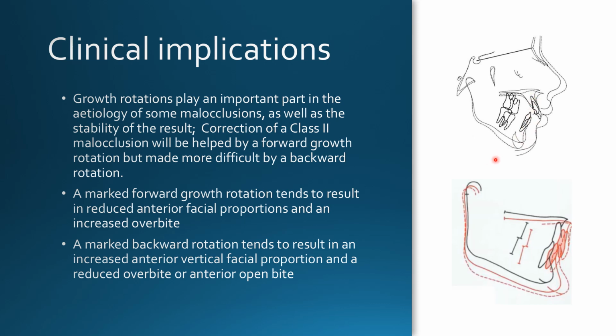So if I say I corrected a patient's class 2 malocclusion, afterwards their growth will continue and it will relapse. I can expect the overjet to increase again because the mandible will continue to grow backward.